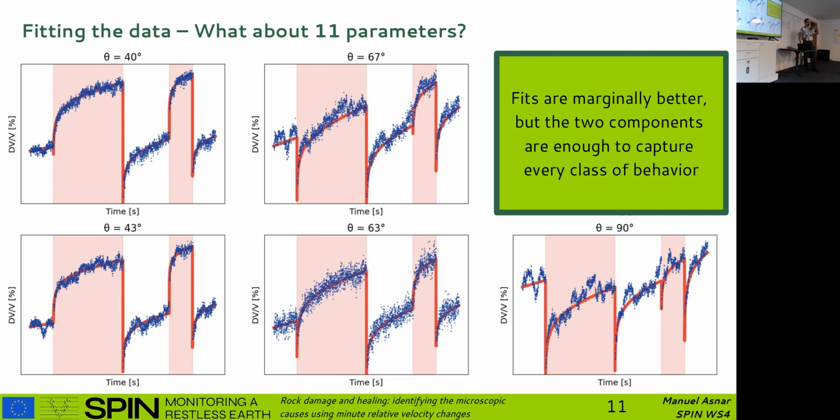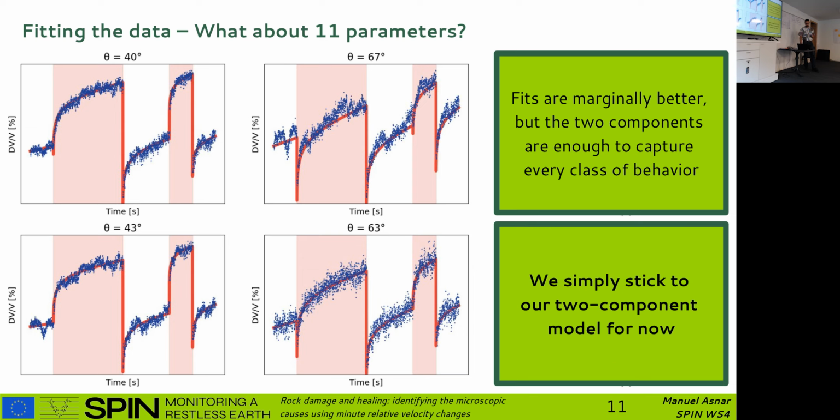Arguably, the individual fits for each dV over V are a little bit more precise. You do get shapes that go nicely through the point clouds, but whether or not this is actually relevant for the overall conclusions I'm going to get to in a second, this is questionable. So for simplicity's sake, for now, I will simply stick to the two-component model I've introduced first.